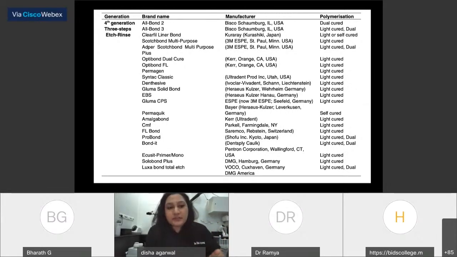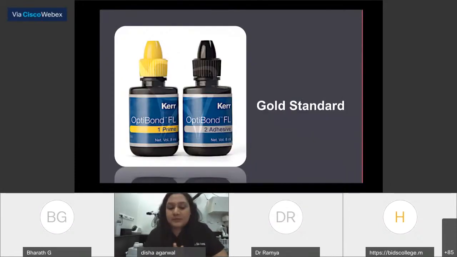Okay, so in the 4th generation, we have 1 bond which is called OptiBond FL, which is your gold standard. When I talk about using bonds, there are only 2 bonds which meet the criteria to actually be used in your clinic: your 4th generation OptiBond FL and your 6th generation Clearfil SE Bond. These are the only 2 bonds which give you the highest bond strength, and they've been tested time and time again, with thousands of articles comparing them with other bonding agents.